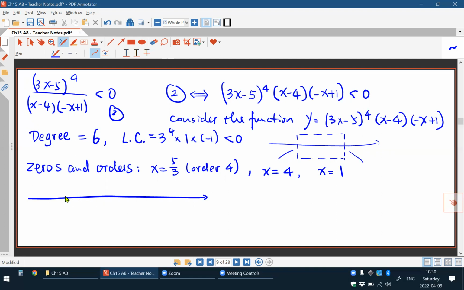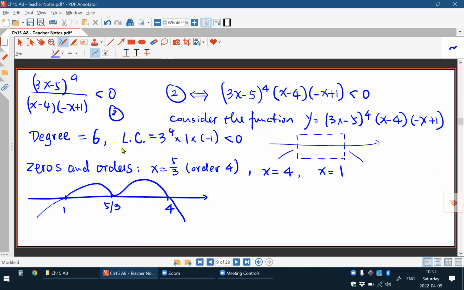First of all, x can be 1, then 5 over 3, and the largest zero is 4. As x comes from negative infinity to the first zero, it will look like this. Then at the first zero, x equals 1, because it has order 1, it will cross this point. Then to the next zero, which has order 4, so it will bounce back. The next zero, 4, has order 1. 1 is odd, so it will cross this point.